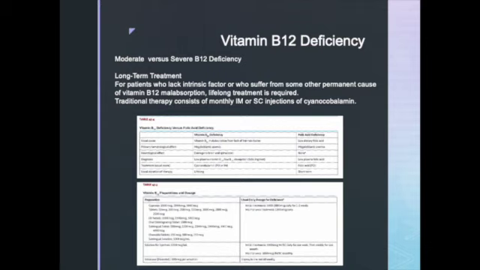So folic acid isn't a substitute for B12. Vitamin B12 deficiency should never be treated with just folic acid. You have to use B12 to replace the B12 deficiency.